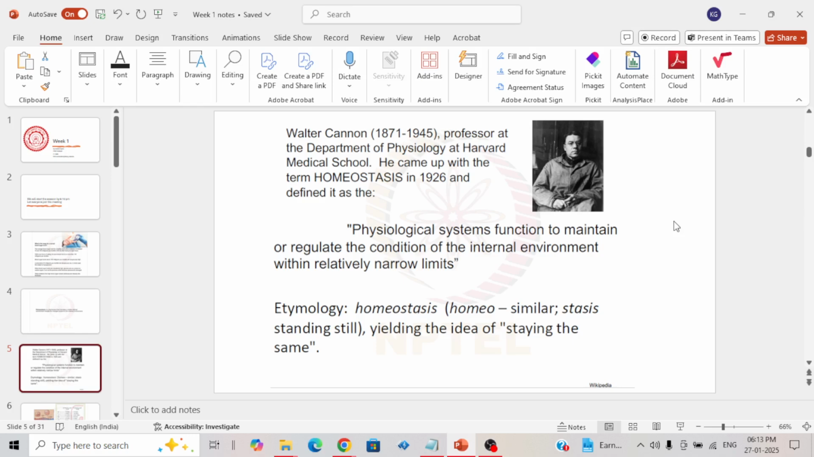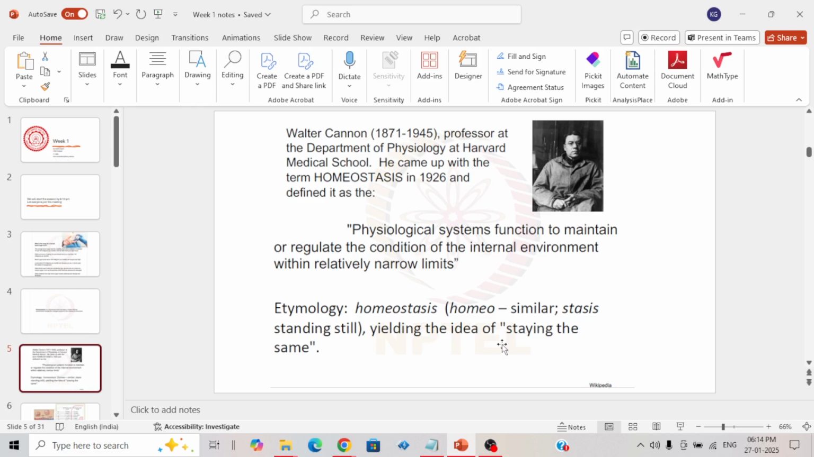If you see a chart, I'll show you in the next slide, there are very narrow ranges for everything to be maintained in perfect harmony, or perfect balance, which is thought to be the ideal condition for a body. The etymology of homeostasis is similar or standing still, that is, staying the same. Whether there are changes in the external environment, the internal environment should remain the same. It should maintain its balance, its homeostasis.